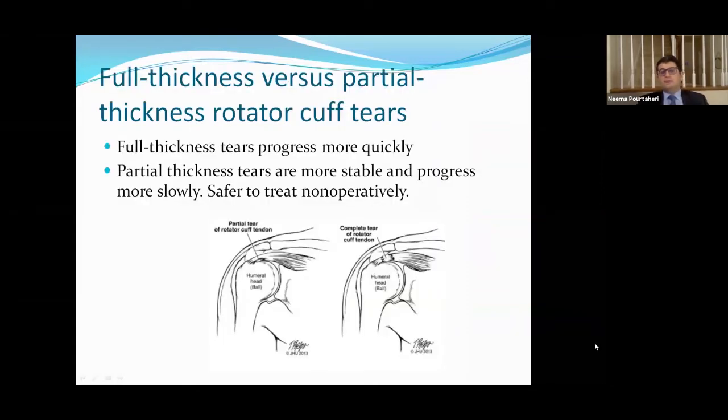So full thickness versus partial thickness tears. What I mean by a full thickness tear outlined here on the right is that the tendon is torn through the entire substance of the tendon, full thickness. And on the image here, we have a partial thickness tear. The tendon is torn, but not through the entire thickness of the tendon. So full thickness tears definitely progress more quickly as far as size goes. And partial thickness tears are usually more stable and progress more slowly and are typically safer to be treated without surgery.